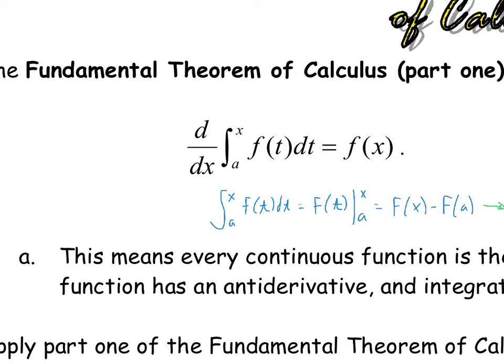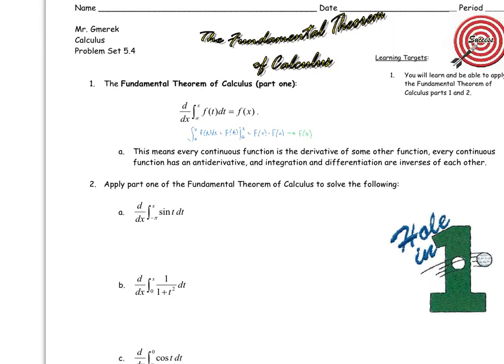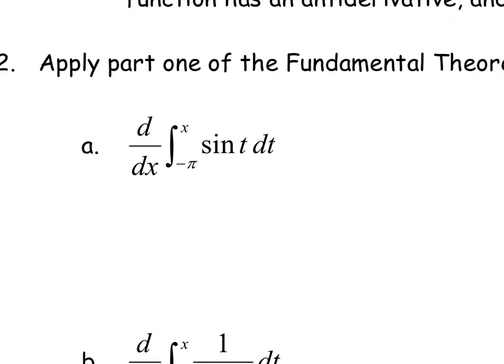But the antiderivative is not a step that we actually show or need to show. Sometimes we can't even find the antiderivative. Now we could find the antiderivative in a, but we don't need to. The derivative of the antiderivative is just the given function with the bound plugged in.